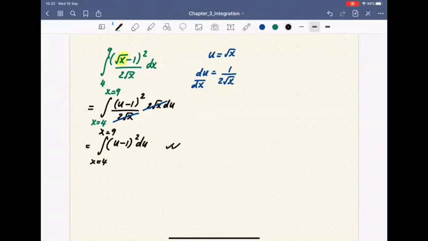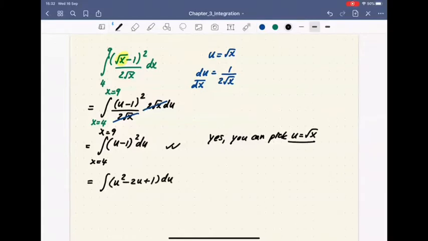Good. So the answer to the question is yes, you can pick u equal to square root x. This is correct too, because at the end you can integrate this easily. You're going to get u squared minus 2u plus 1. The different thing is that because you pick u equal to square root x, your upper bound and lower bound are going to be 2 to 3, because u is just square root x.